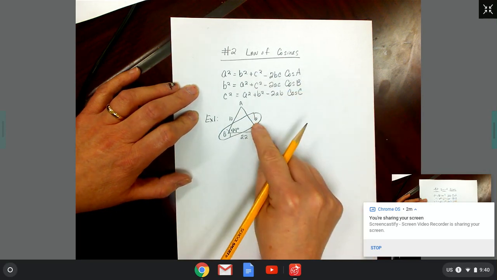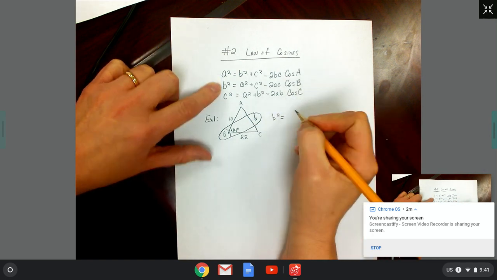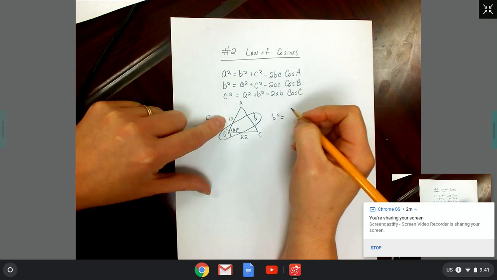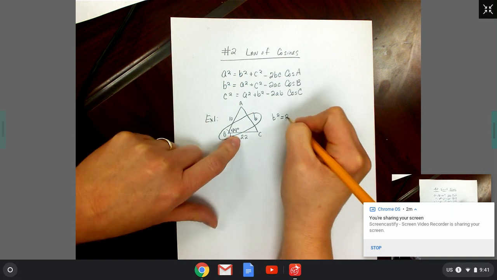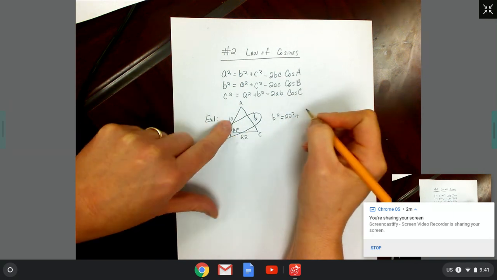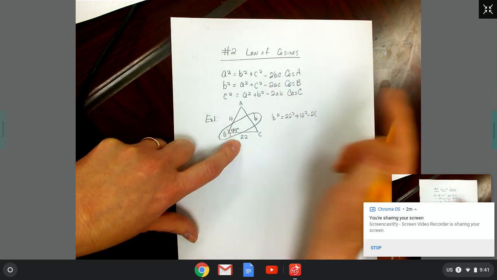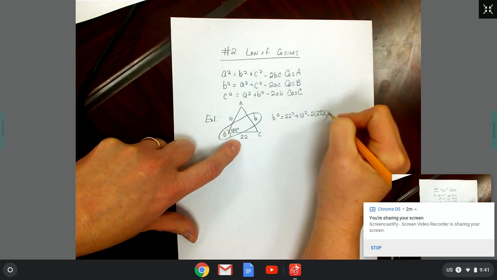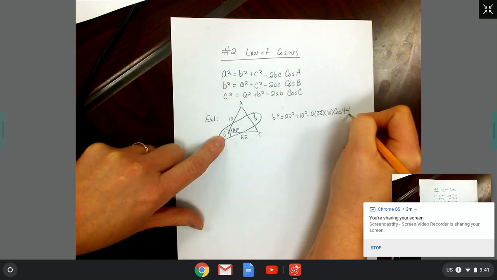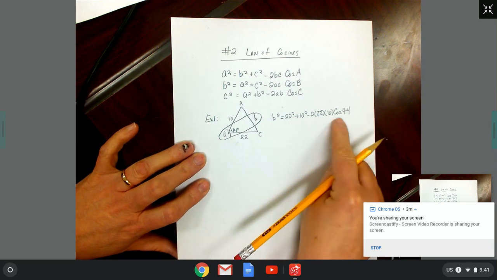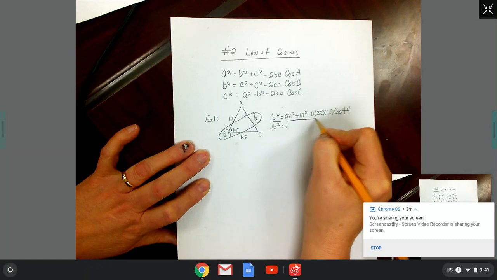So to get side b, we start out with this equation. b squared equals the other 2 sides squared. It doesn't matter what order, but going with the way I labeled it, little a would be 22, little c would be 10, minus 2 times ac cosine b, which is angle B, 44. As you notice, all these are numbers, so it's really just one calculation I need to do. I need to square root that whole expression.